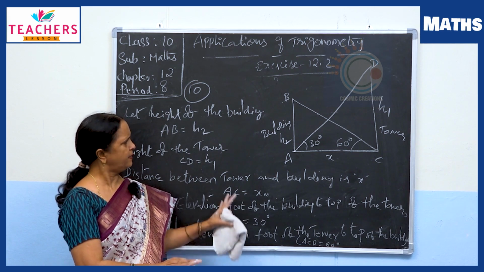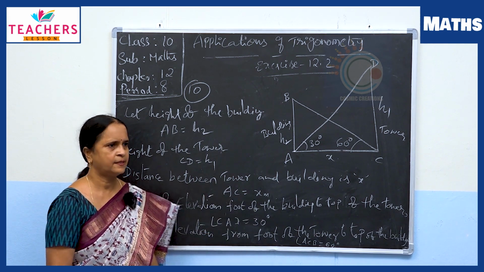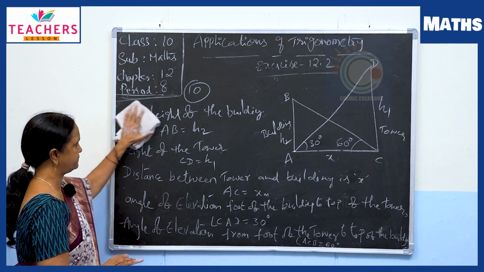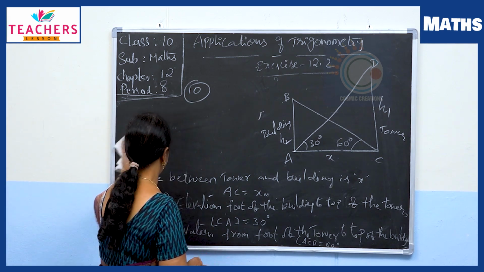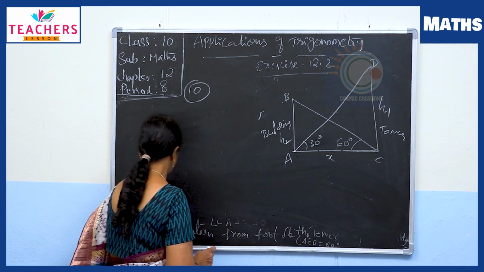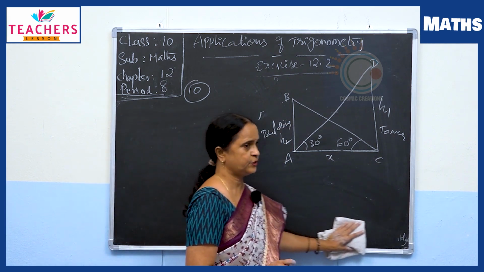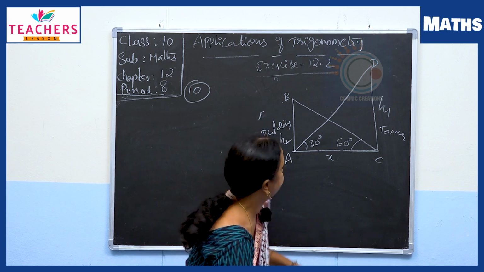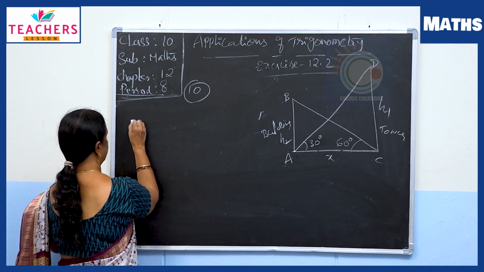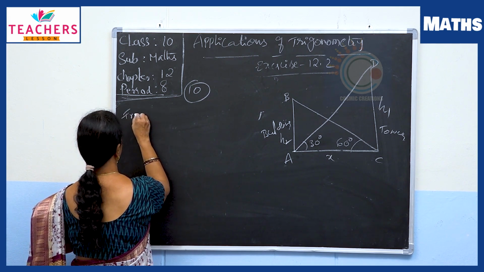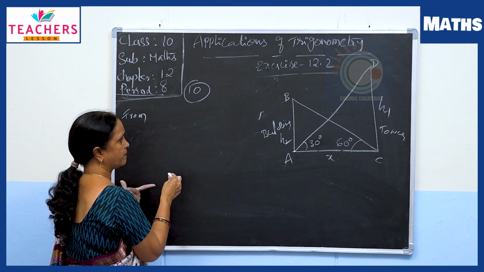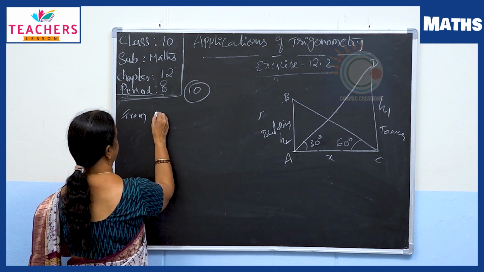Once you write it, I will erase. After that, we can solve the problem. Shall I erase? What we need to find? Meanwhile, just look at it. H1 is to H2. First, we need to find H1. To find H1, use triangle ACD.